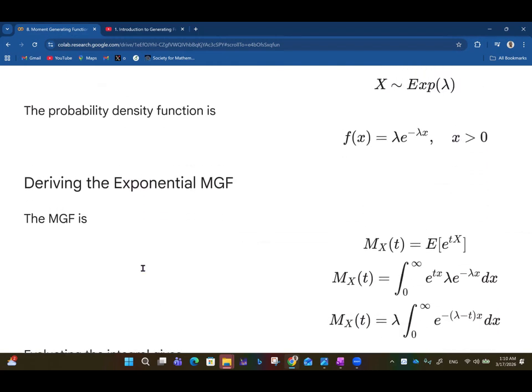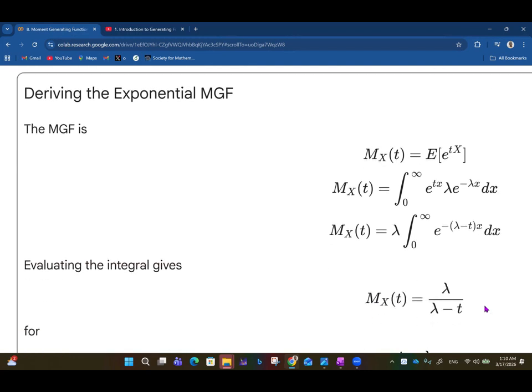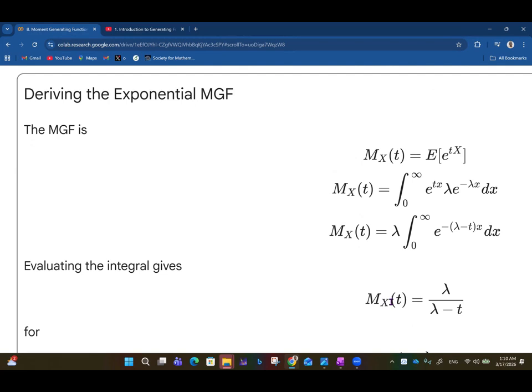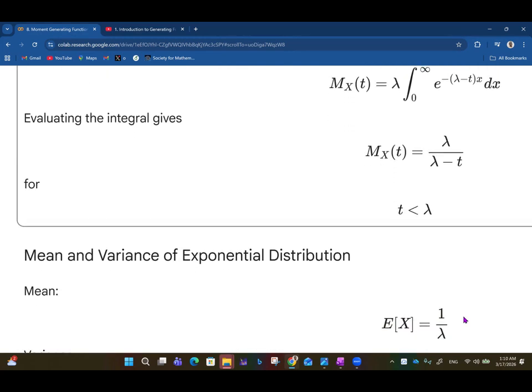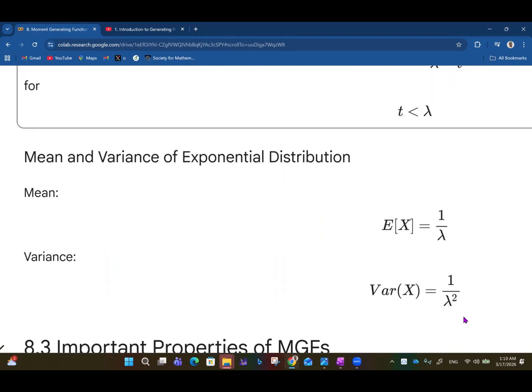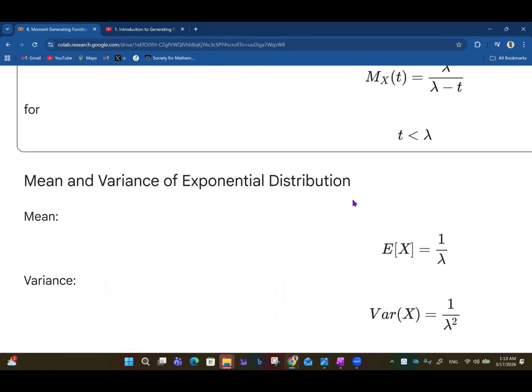So you can then derive the exponential MGF. That's the expectation of e raised power tx. That means e raised power tx multiplied by the function itself, that's lambda e raised power minus lambda x. So if you integrate all that from 0 to infinity, you get the moment generating function m sub x of t to be lambda over lambda minus t, for t less than lambda.